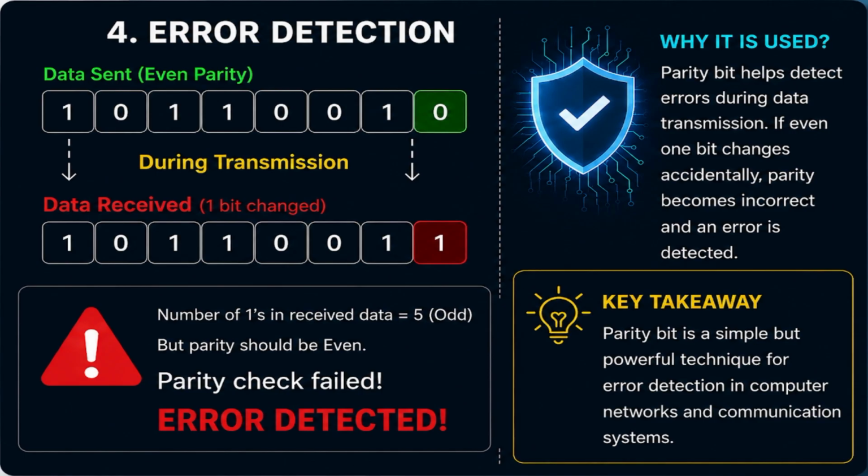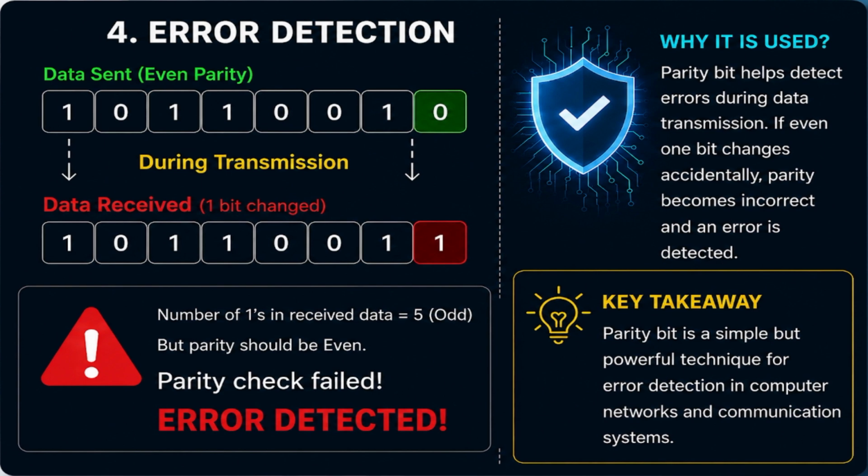How is an error detected? For example, we have sent the data 10110010. During transmission, the data is changed. When the data is received as 10110011, the number of ones at the transmitter side is 4, which is even, and the number of ones in the received data is 5, which is odd. So the parity check failed and an error is detected. Like this, using parity, the error is detected.